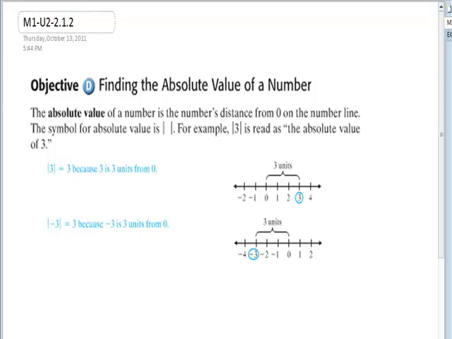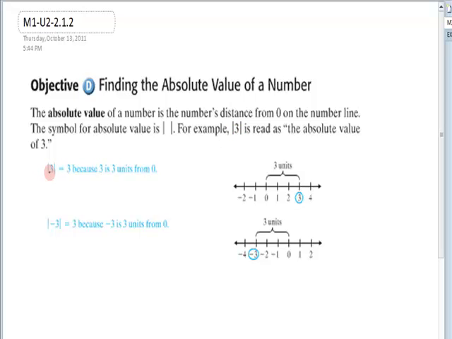But an absolute value is just the number's magnitude, and rather than continue to use that word, we're going to say it is the number's distance from 0, but it's not taking into account direction. The symbols for absolute value are two vertical bars, two up and down bars. And if you had this little expression, it would be read the absolute value of 3.